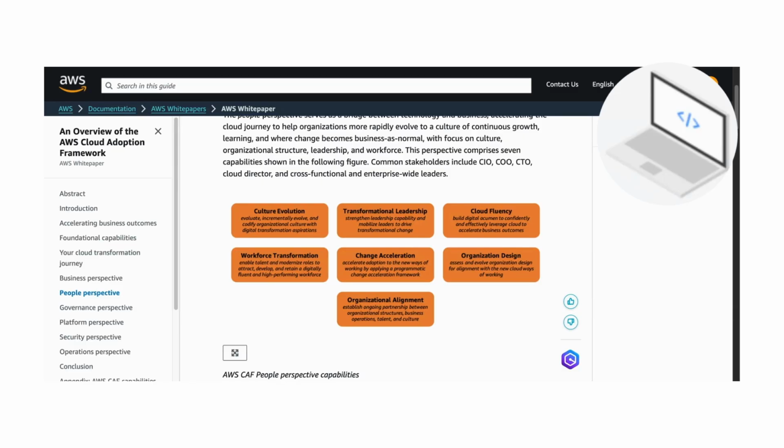It's important to recognize and reward behaviors that contribute to our desired culture, making sure everyone is on board with this ongoing journey. Next, we have transformational leadership.